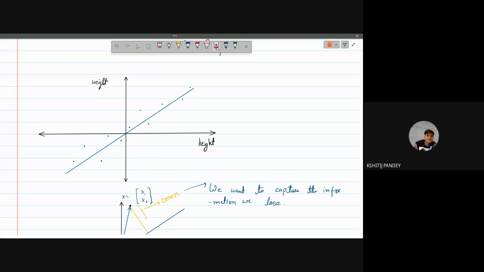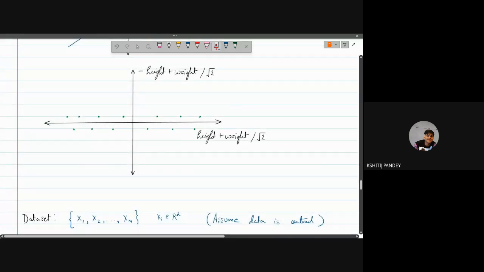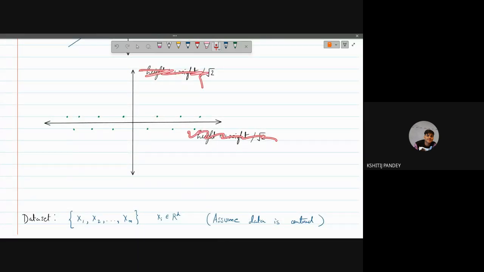So now let's say the data is like this. Okay, for example, leave these for now. The data is like this. Okay, so this is your data, and now we want to find the best fit line. We want to find the best fit line for these points.